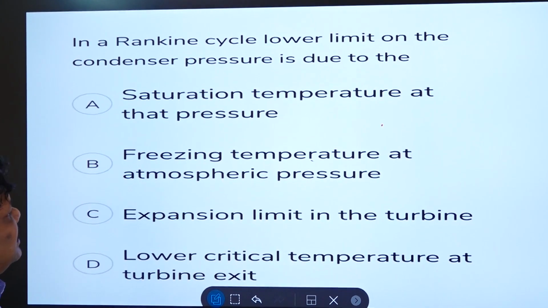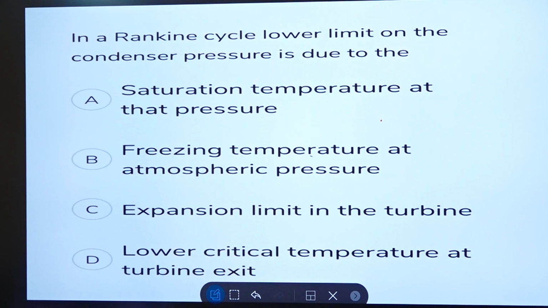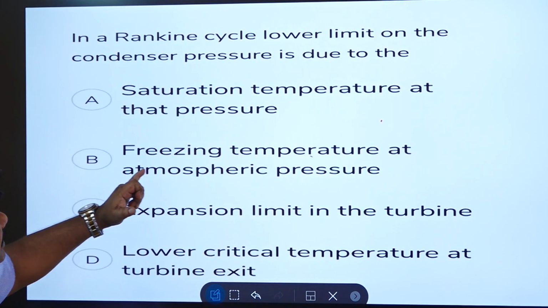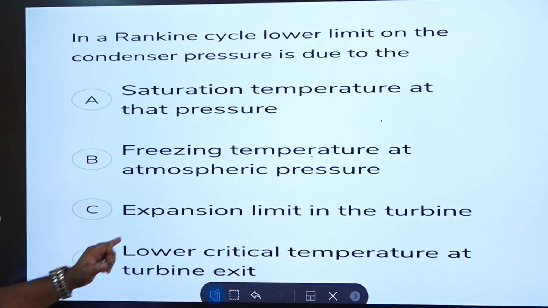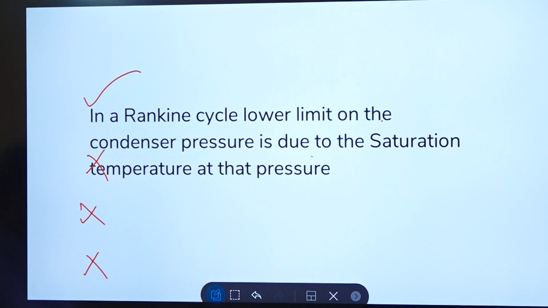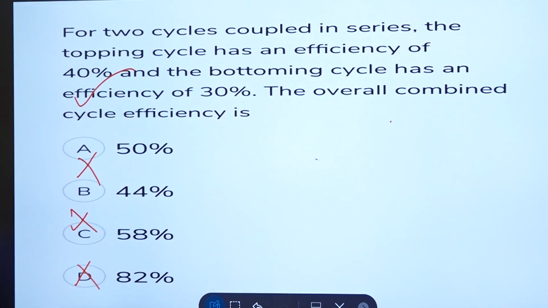So next one. In the Rankine cycle, the lower limit on the condenser pressure is due to what? The options are: saturation temperature at that pressure, freezing temperature at atmospheric pressure, expansion limit in the turbine, lower critical temperature. These are all wrong. Freezing temperature at the atmosphere, oh no. So the saturation temperature at that pressure will be the exact answer. Okay, the next one.